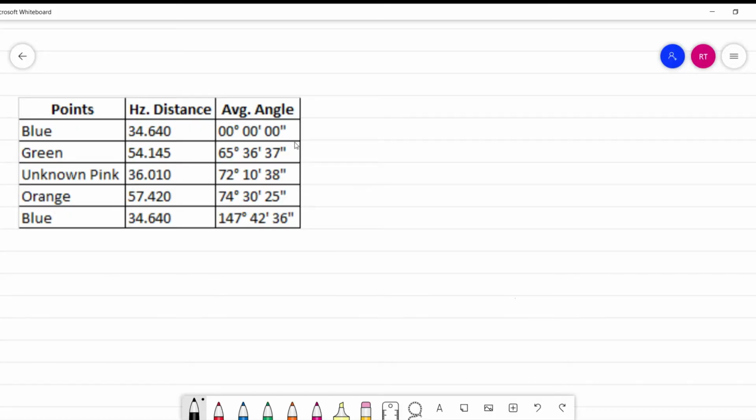Now, in theory, we went around in a circle. Therefore, all of our angles are supposed to equal 360 degrees. What we're going to do is add up all of our averaged angles and see what our result is going to be. Now, in order to add up all these angles, you could do it by hand by adding up all the seconds, the minutes, and the degrees, and then transferring over and simplifying your answer. However, I'm going to recommend that you use a calculator.